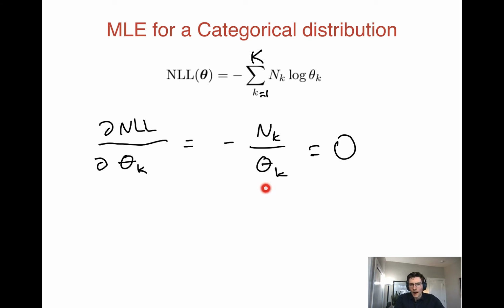So why is it? What did we do wrong? Well, we didn't do anything wrong. This is the derivative, but we forgot to take into account the fact that we have this extra constraint that the sum of theta k equals 1. We can't make all the theta k's infinite because they have to sum up to 1.